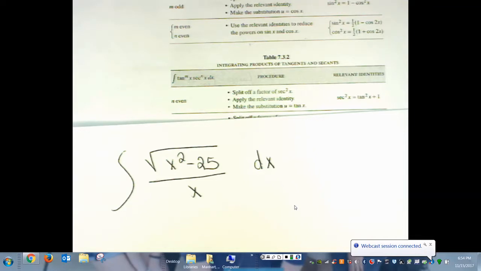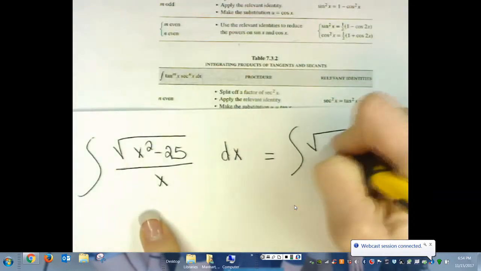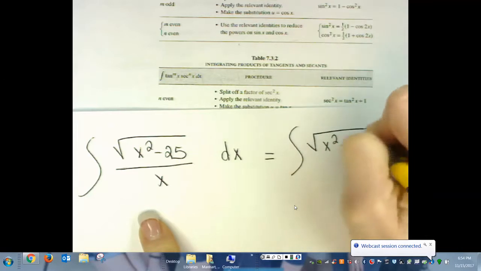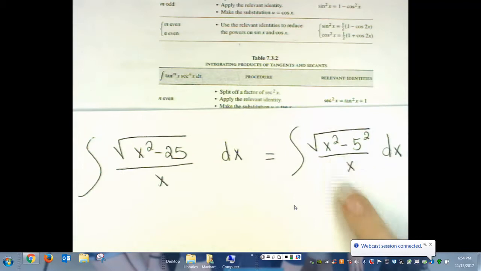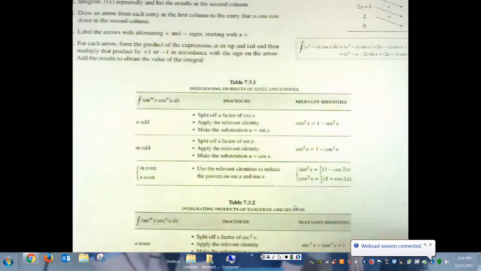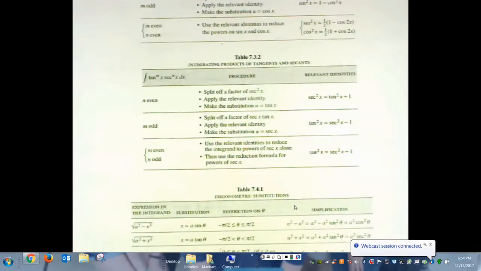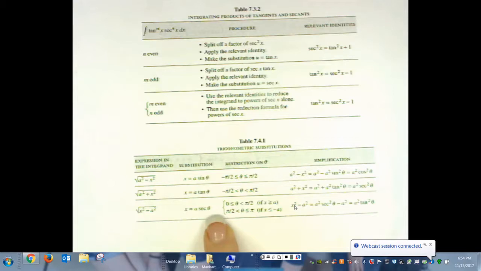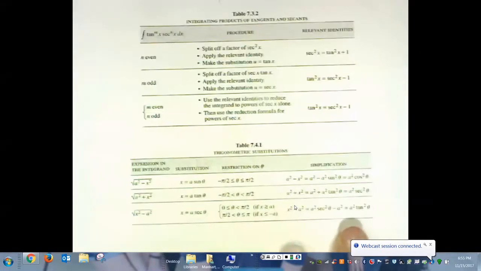I do want you to note that if I ask you to solve this by a trig substitution, it would be best to rewrite it like this. Then when you go to your table, you've got x squared minus a squared. So according to your table, x should be a secant theta. There are restrictions on theta such that you can get rid of this radical and basically end up with a tangent theta once you take the square root of a squared tangent squared.